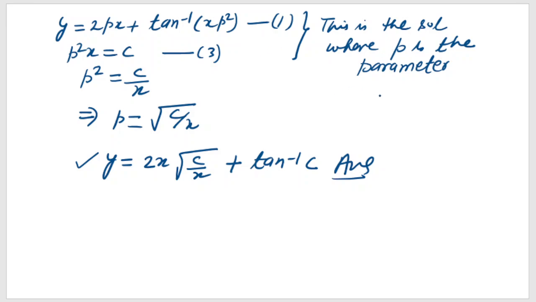I hope you know what a parameter is. You might have studied about the parametric equation of a parabola. If I am not wrong, it is something like x is equal to 2at and y is equal to at square. So it can be seen as y square is equal to 4ax.